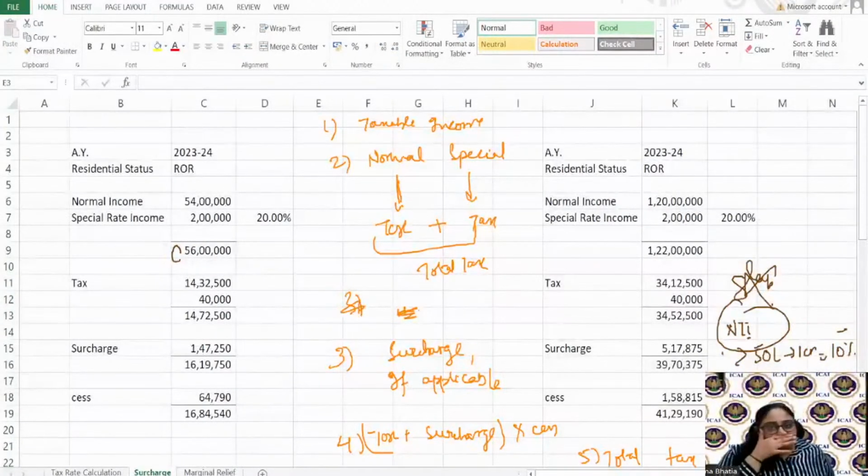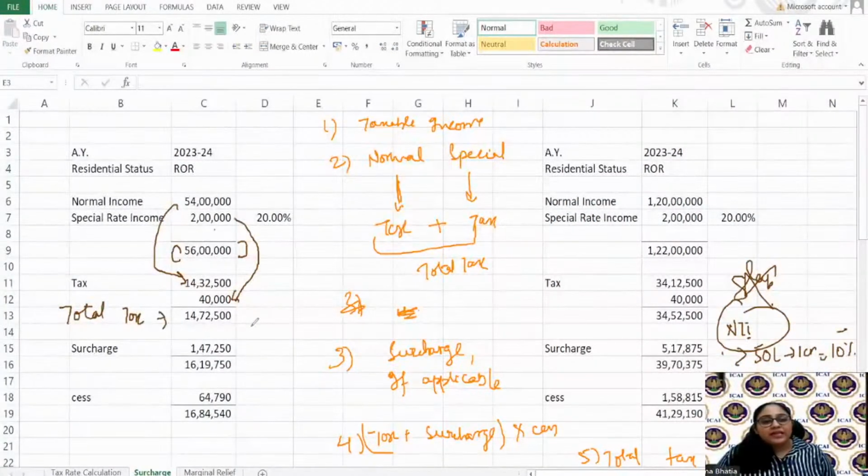Obviously, see, there's an example given here. My total income is 56 lakhs. Normal income is 54 lakhs. Special rate income is 2 lakhs. Okay, on 54 lakhs, calculate as per slab rate, you will come to 14 lakh 32,500. On 2 lakhs, at the special rate of 20%, the total tax comes to 14 lakh 72,500. So 14 lakh 72,500 is the tax which you are giving.